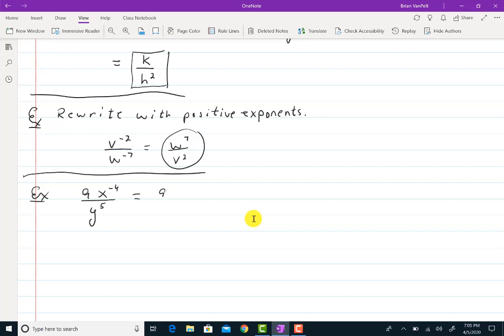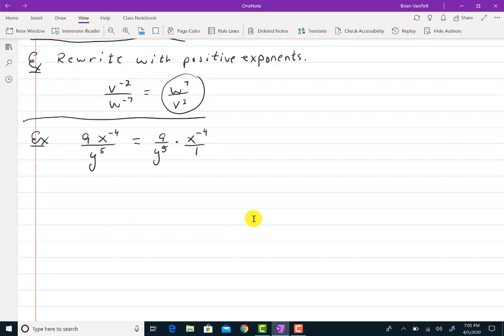If I were to write this as 9 over y to the 5th times x to the negative 4 over 1, then you would know that this is equal to 9 over y to the 5th times 1 over x to the positive 4. And now when I multiply all this together, and I put it in alphabetical order, although that's not required, this is the answer you get.